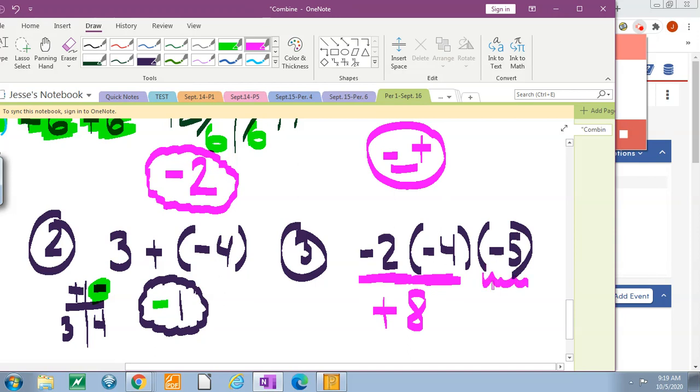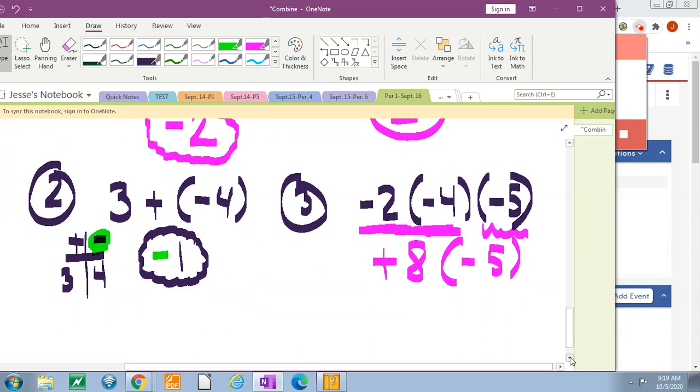What do we do with this -5? Well, all you could do is drop it down. See that? Drop it down. That's all. Okay. Then what do we do? Multiply again. Okay. -8 times positive 8 times 5. So negative times positive, negative. 8 times 5, 40. Okay, and that's your answer.